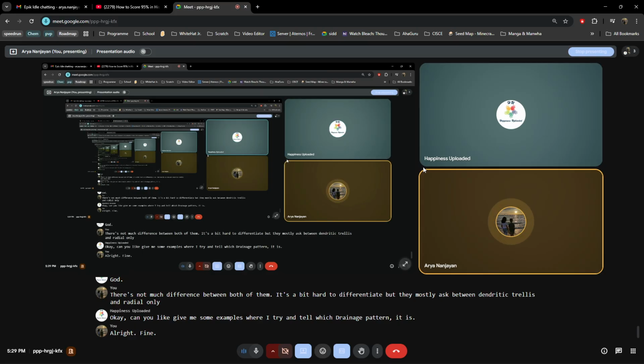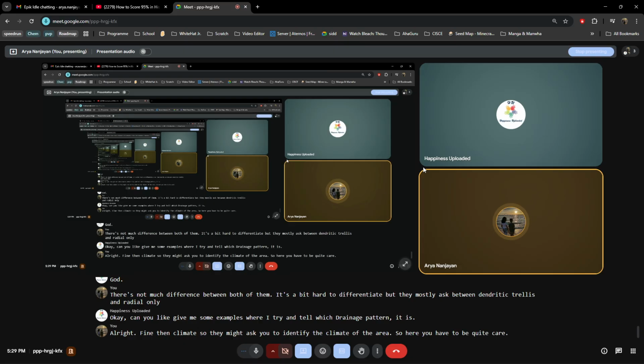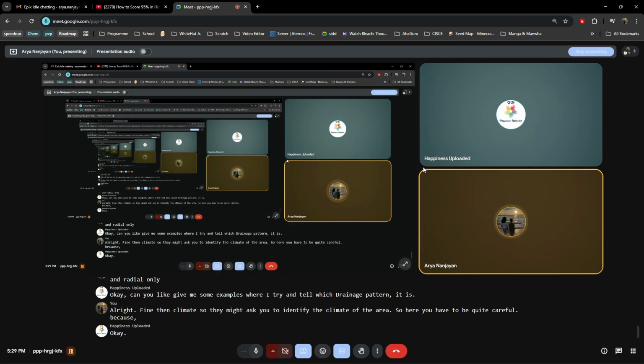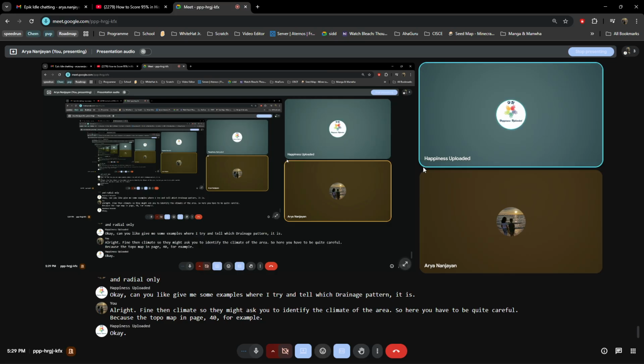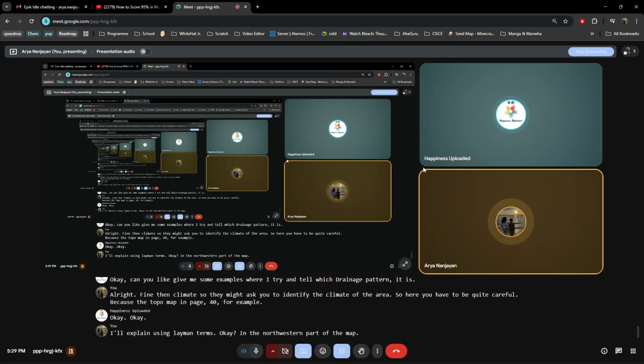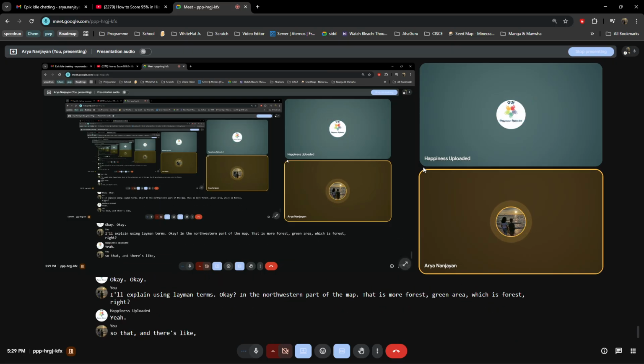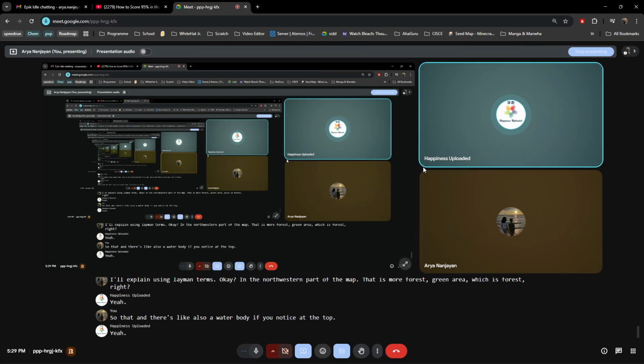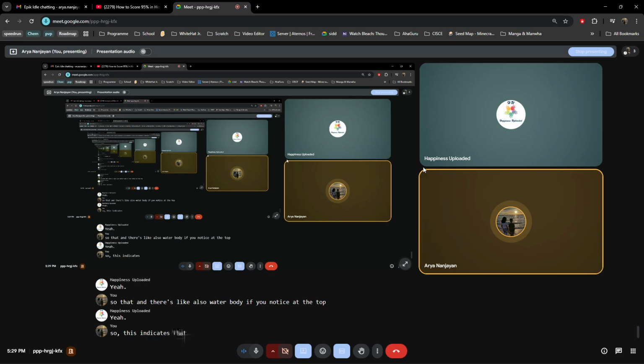Fine. Then climate. They might ask you to identify the climate of the area. Here you have to be quite careful. Take the topo map on page 40 for example. I'll explain using layman terms. In the northwestern part of the map there is more forest, green area, which is forest, right? And there's also a water body at the top. So this indicates that it's probably a region which receives abundant rainfall.